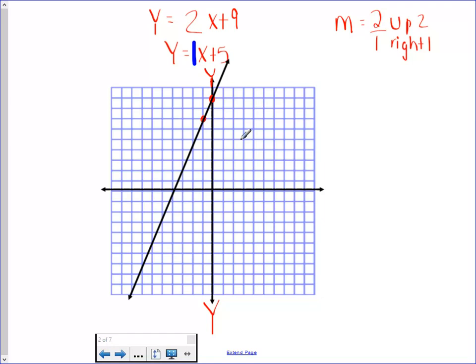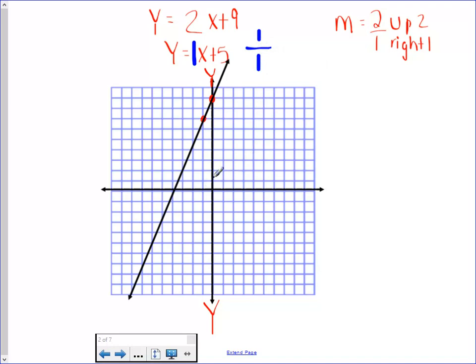Huh? I heard you say something, I just didn't hear it. What? 1 over 1, is that what you said? Okay, so our slope on this one's 1 over 1. That's right. How do I start with graphing it, though?